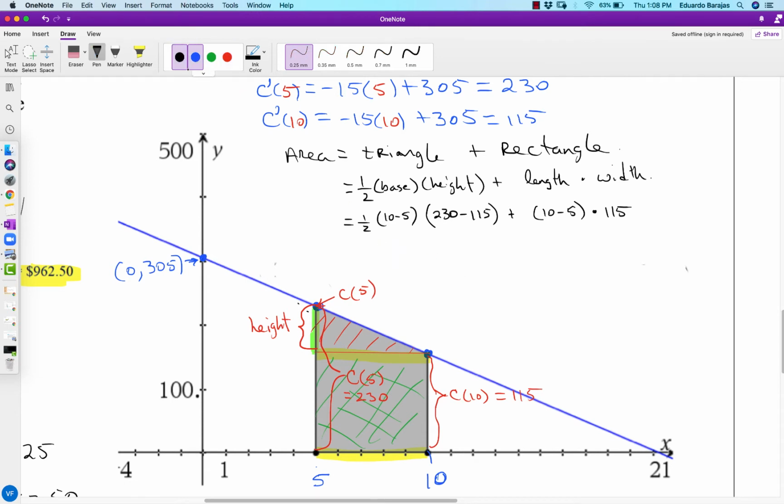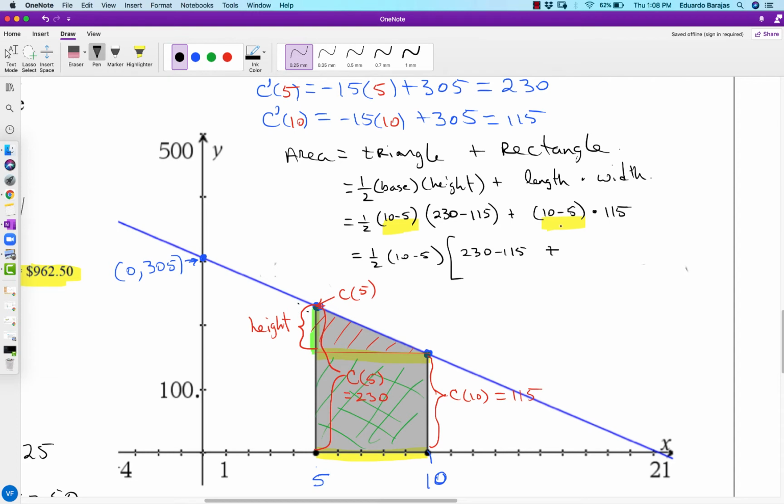Okay, I'm going to factor out this common term here from both of them. And I'm going to force a 1/2 out of this as well. So I'm going to factor it out. And I'm running out of room here. So this will be 1/2, 10 minus 5. And then I factor it out. So 1/2, 10 minus 5 times, and then this term would make it 230 minus 115.